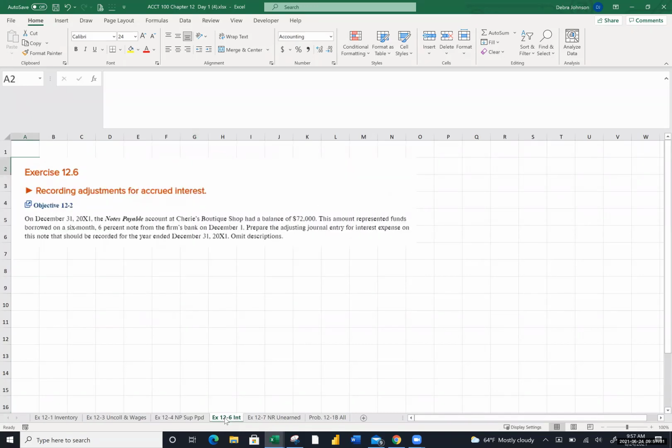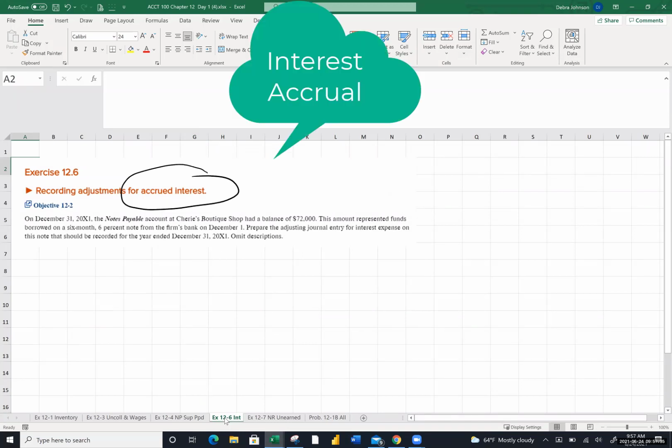So let's go to 12-6 and talk about interest. Okay, this is probably not the first time you've heard of simple interest. We are usually, as students, very familiar with debt. At least I was when I was a student. I didn't have parents that could put me through school, so I had to put myself through school. And along the way came student loans or loans from the bank. And whenever we have debt, interest is the cost of borrowing money.